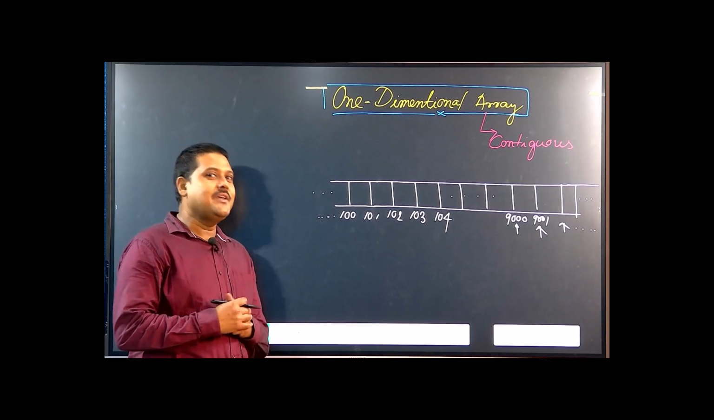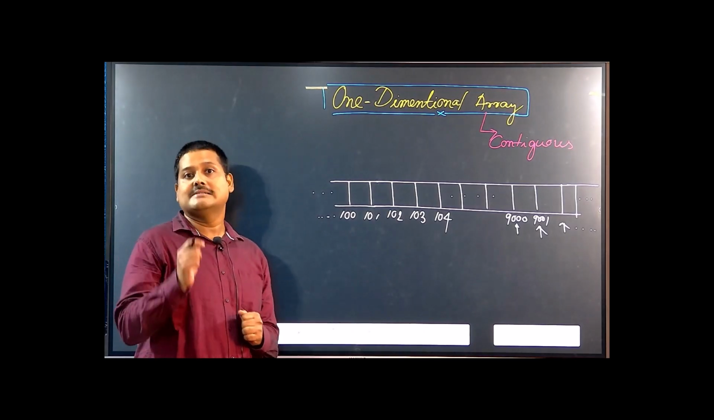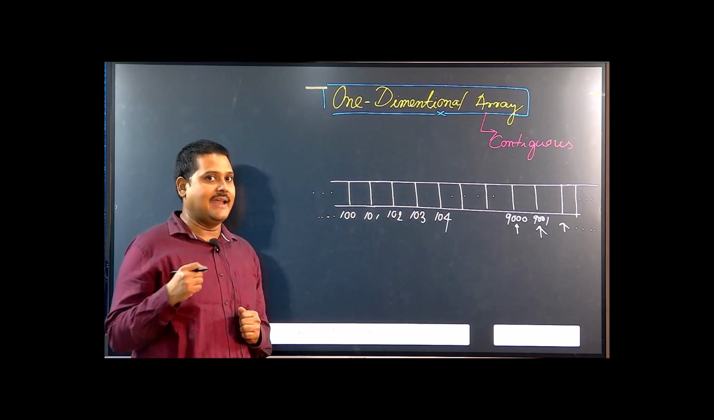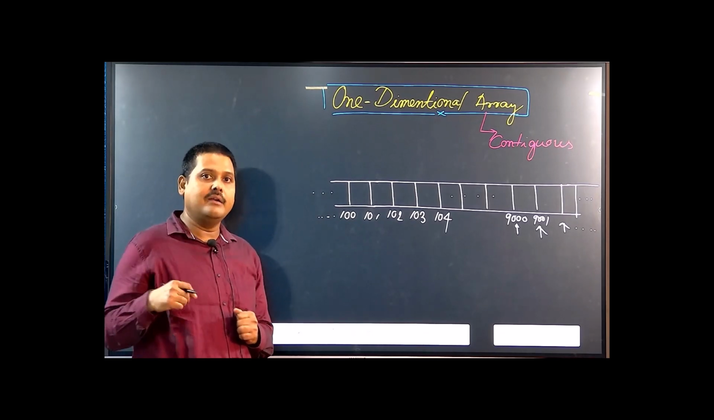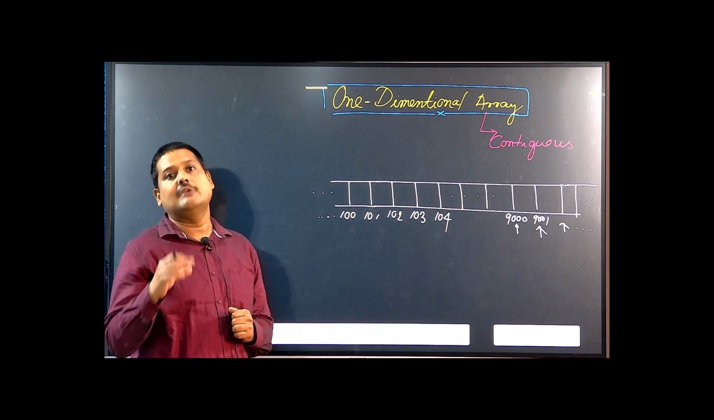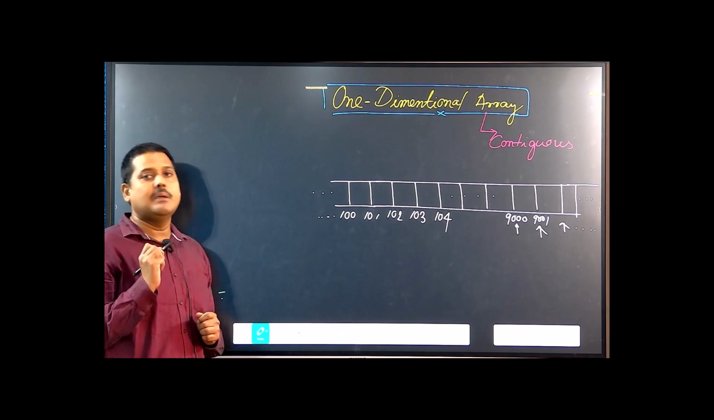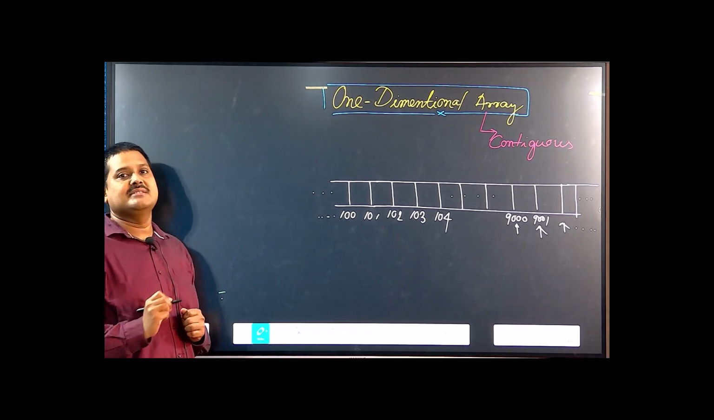Hello, today we are going to discuss array versus address, how the elements are stored inside an array and what are the different address values specified for those values. In our computer, the memory is treated as a one dimensional array.